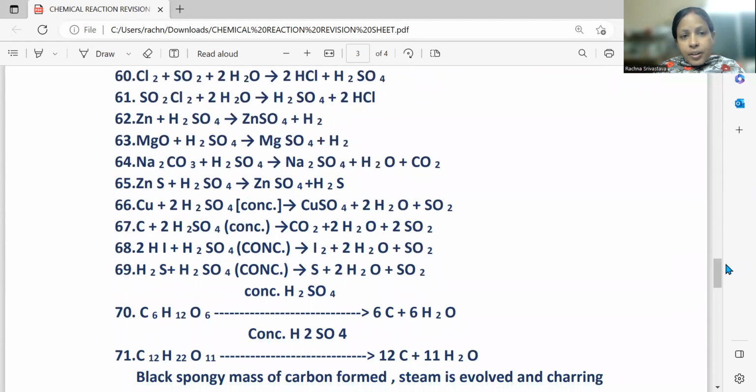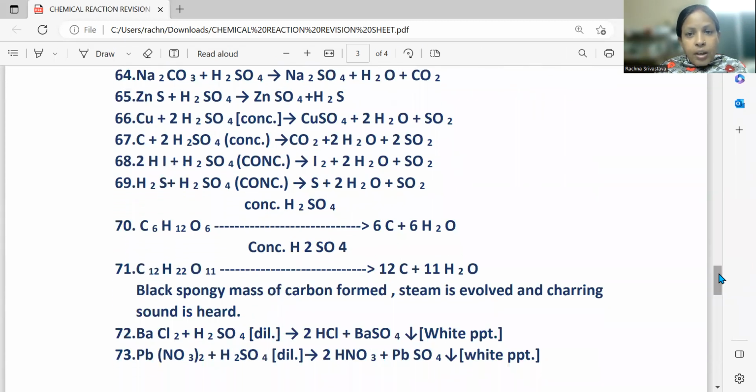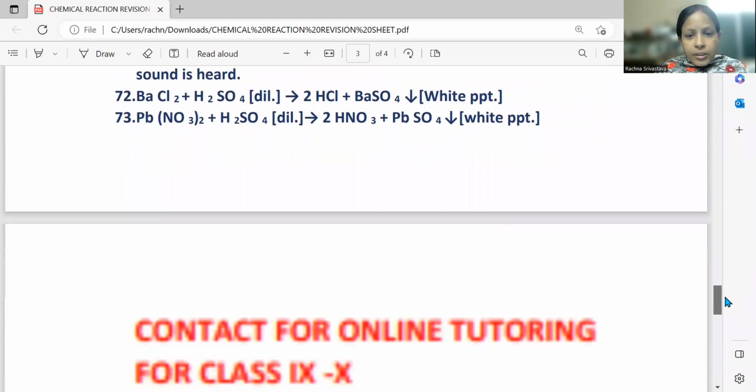Then comes here, if you can see, the reactions are there with sulfuric acid. Now, when sulfuric acid is taken in a dilute form, if nothing is written, it is dilute. These are the common properties for the acid also, which we can use. And then if we take concentrated sulfuric acid, then your byproducts are different. You can see here on the board, equation number 66. Copper plus 2H2SO4 conc gives copper sulfate plus 2H2O plus SO2. So these are the reactions.